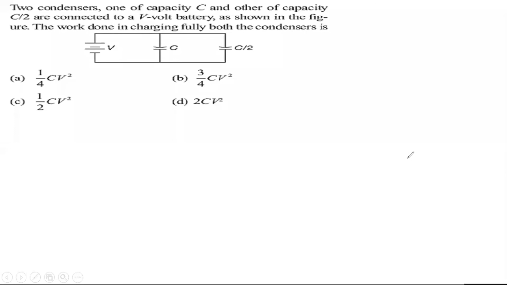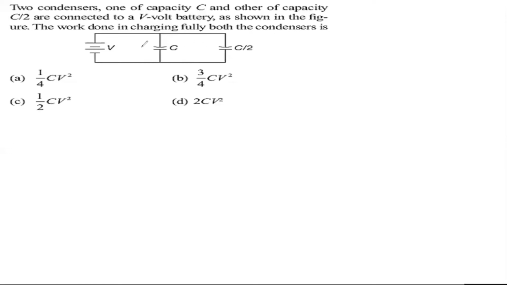Okay. So this is our next question. Here we see that two condensers, one of capacity C and the other of capacity C by 2, so this is one capacitor C, and this is the another capacitor with capacitance C by 2, connected to a battery of V voltage, shown in the figure. The work done in charging both the condensers. When we say condenser, it is the same, another term used for capacitor.